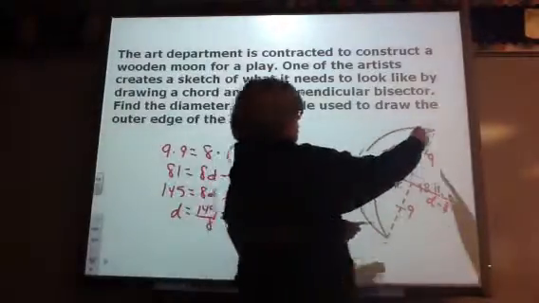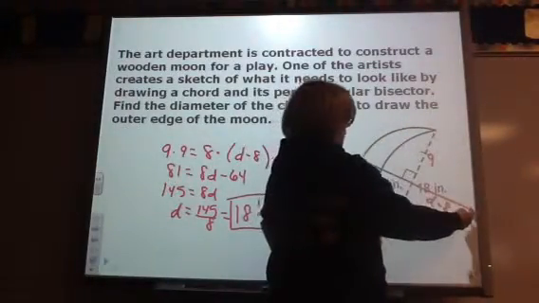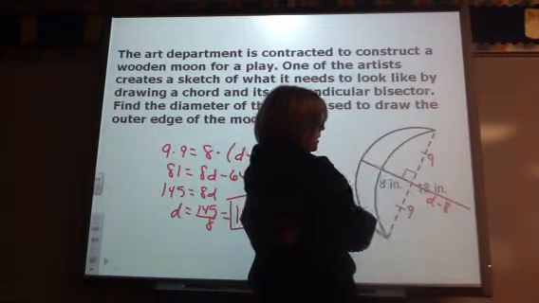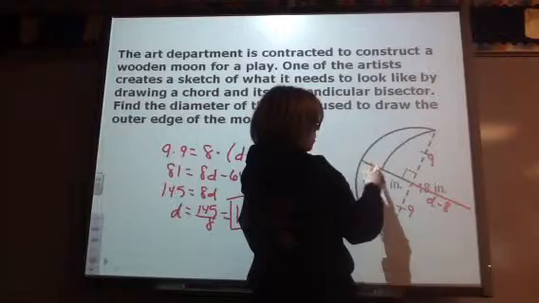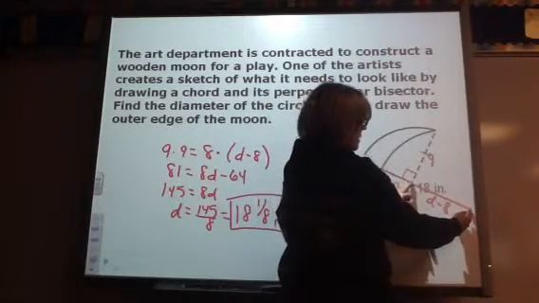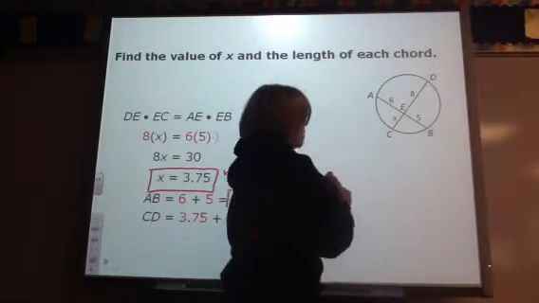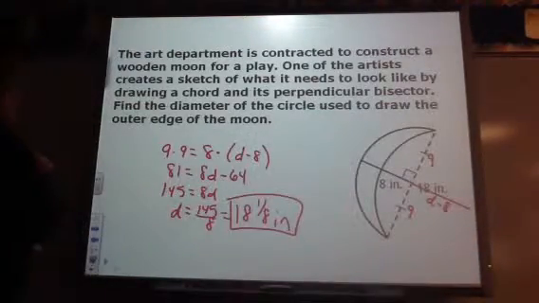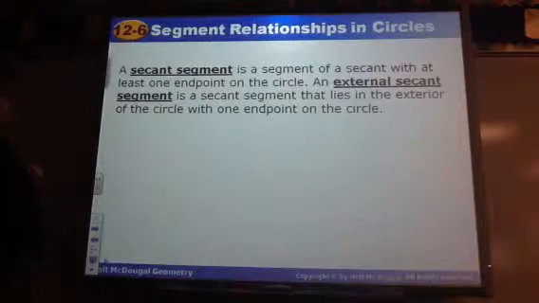Again, you have two chords intersecting inside the circle. So I can take this segment times this segment equal to this segment times this segment. And because this is the diameter, this segment is the diameter minus the measurement of that one. Okay? All right, let's move on.